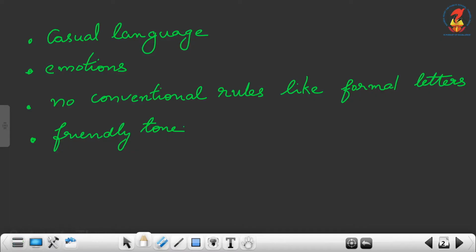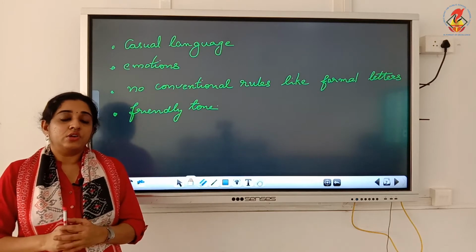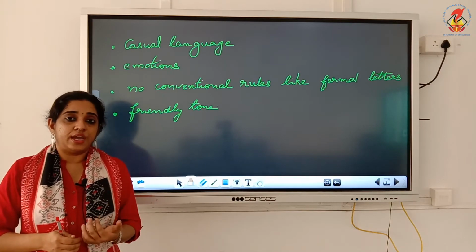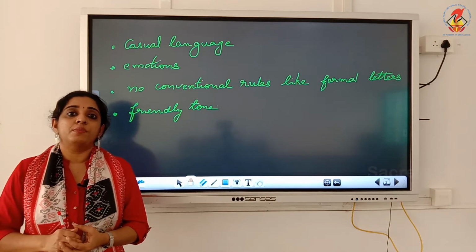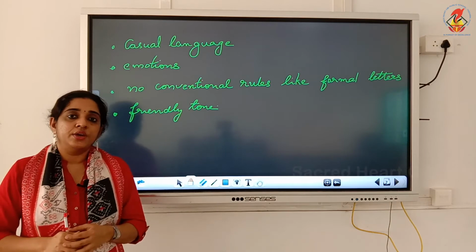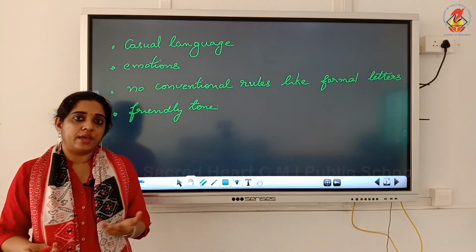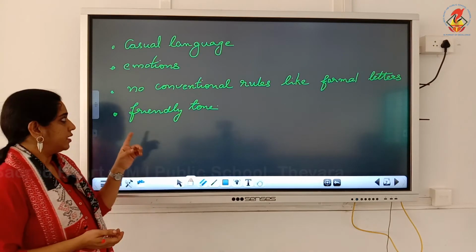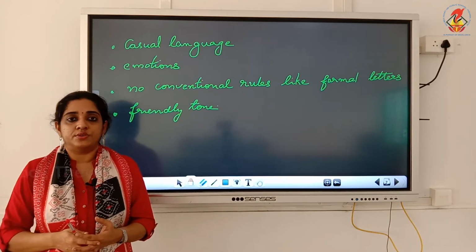Then, no conventional rules like formal letters. In formal letters, you have to stick to a lot of rules, like the subject should be there, then from address, to address, date. But in informal letters you don't have to worry about anything. You can say hi, hello, whatever you feel you can express through the informal letter. Now friendly tone, as I already said, it is supposed to have a friendly tone.